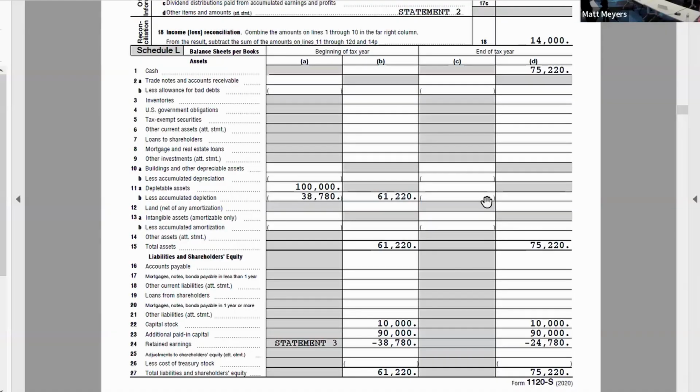Okay, so let's go over the fact pattern just for a second. This is Doobie Manufacturing. We're going to look at the balance sheet for a second. Here's the balance sheet of the entity. We have the $100,000 acquisition cost. We have the $38,000 accumulated depreciation. We have the $61,220 of net book value. We have $10,000 of common stock, $90,000 of APIC, and we have $38,780 of negative retained earnings.